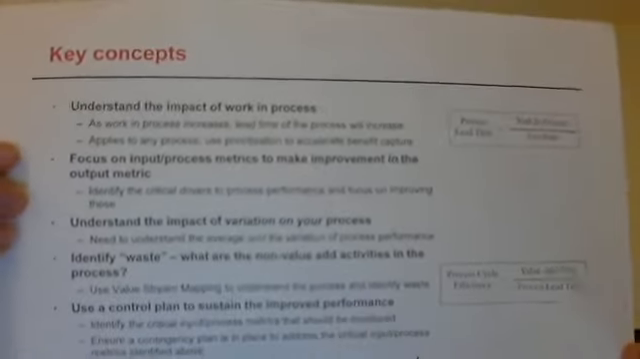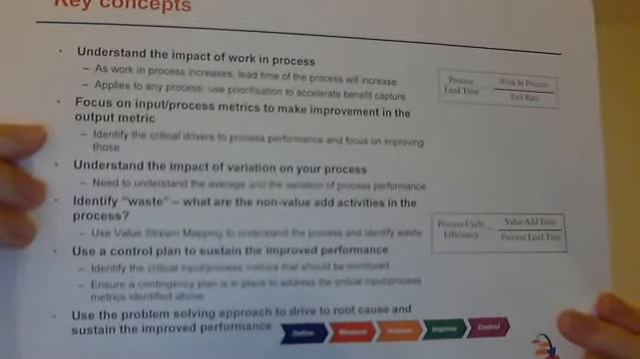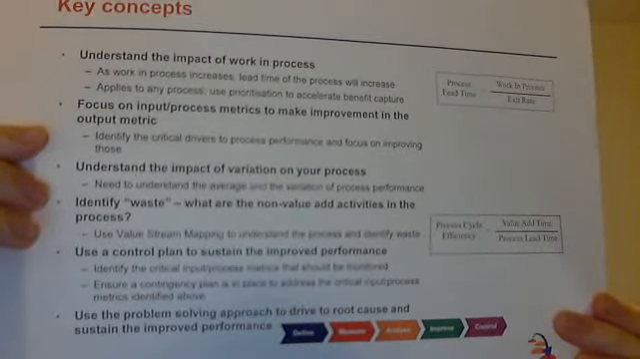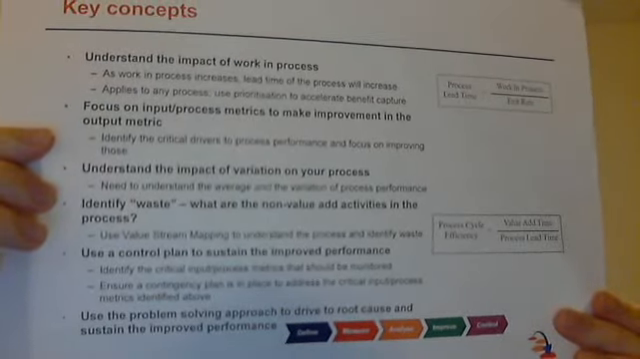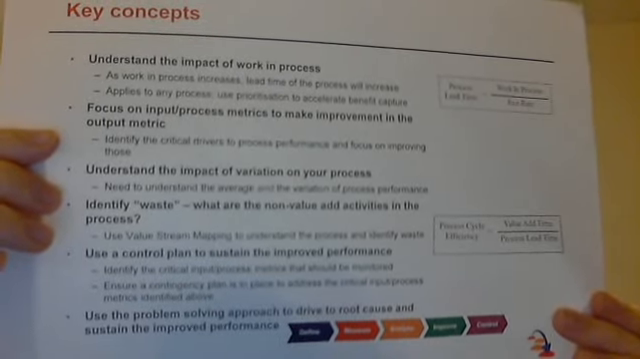And now, so those were the first stages. I'm going to the end, because in the middle were lots of boring details. Key concepts. So this is summarizing the discussion of the whole presentation. Key concepts. Understand the impact of work in process. As work in process increases, lead time of the process will increase. Applies to any process. Use prioritization to accelerate benefit capture.